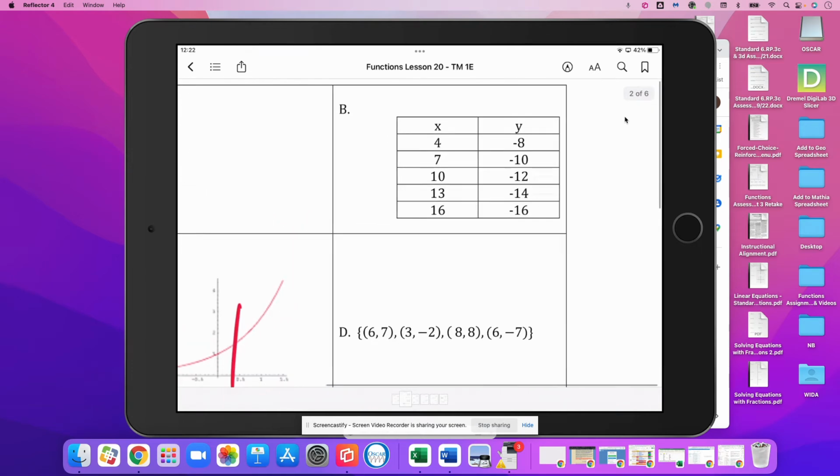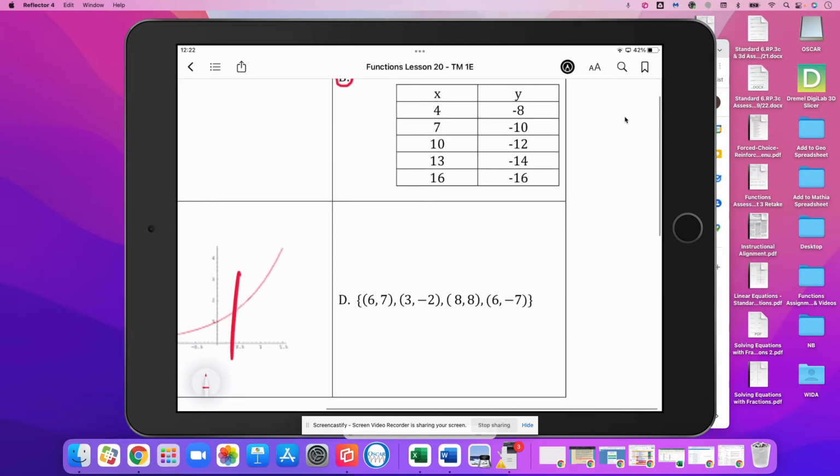All right, so again, we just go through the process of looking: do I have any x values that repeat? The answer is no. So yes, that's a function. Down here, I have a 6, a 3, an 8, and a 6. So again, since we've got two 6s, we would have a point at 6, 7 and a point at 6, negative 7. That means a vertical line would run into both of those points. That means that this is not a function.